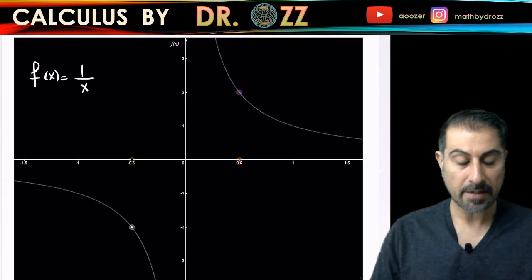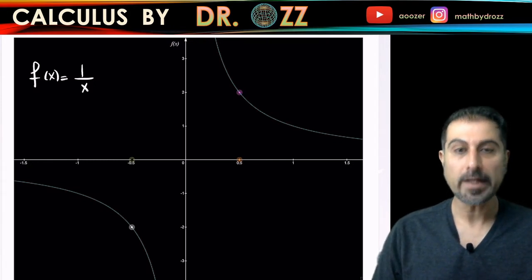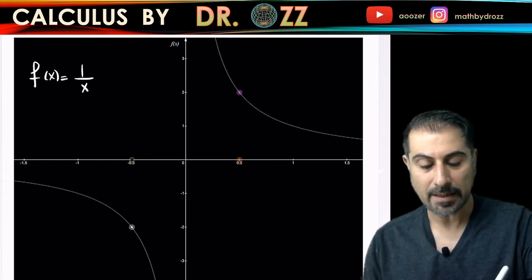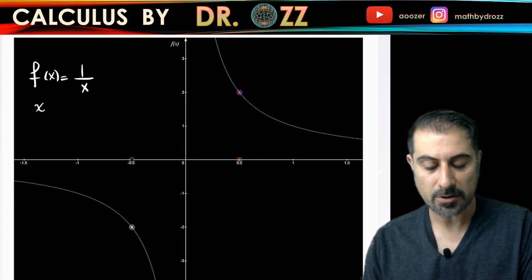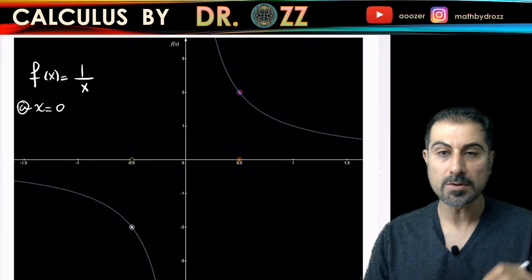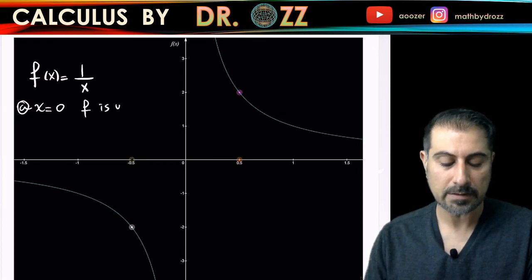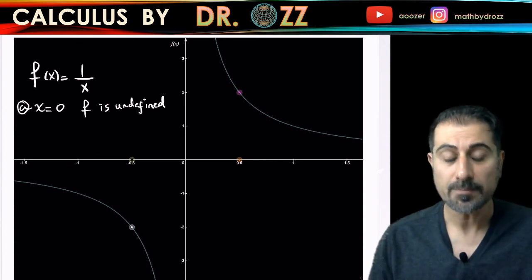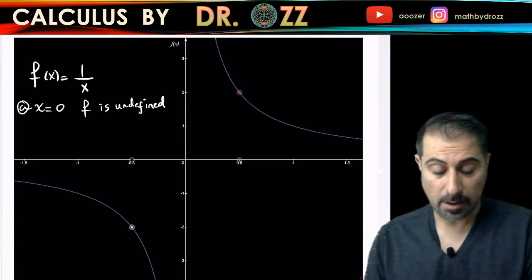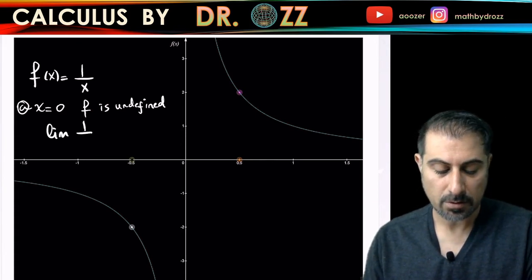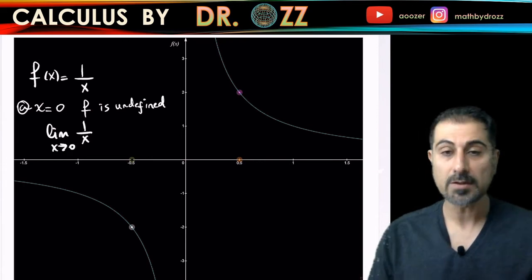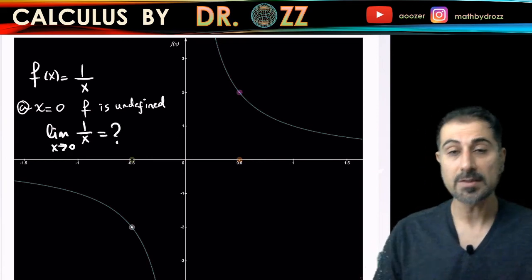So let's see what we have here. We have f of x equals 1 over x. We can easily see that x equals 0 makes this function undefined, right? At x equals 0, f is undefined because we're dividing by 0. But we can still look at the limit of the function as x approaches 0. So now the question is, what is this limit?